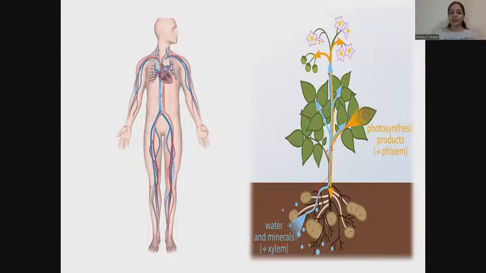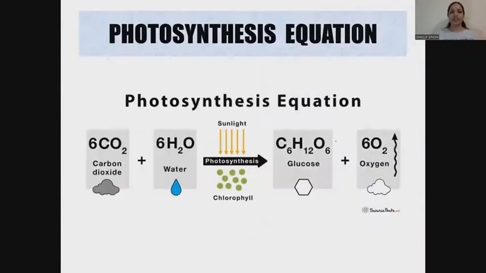Now coming back to our photosynthesis equation. We have talked about carbon dioxide and we have talked about water. You can see that water and carbon dioxide combine to form glucose. There is another component, the sunlight, which comes from the sun, and here is another component known as chlorophyll.